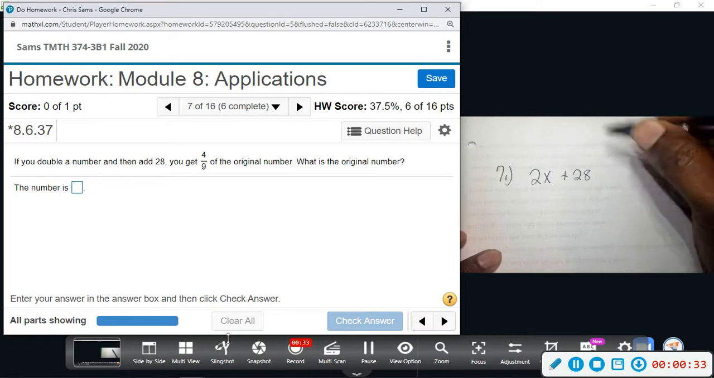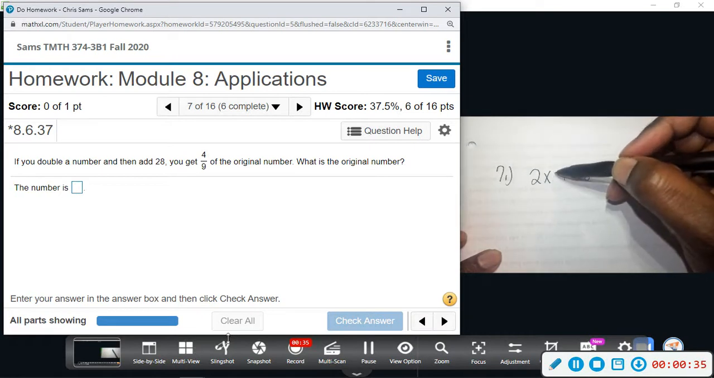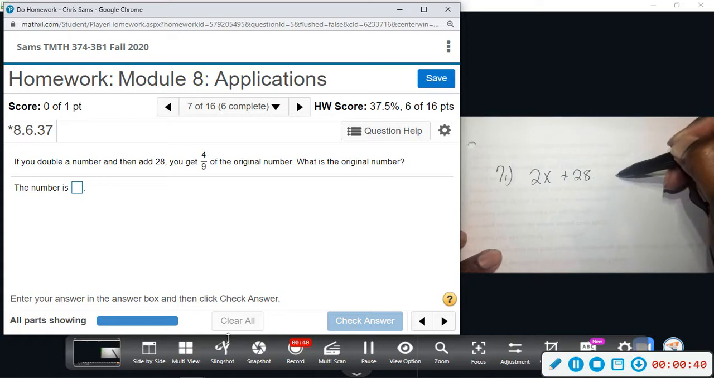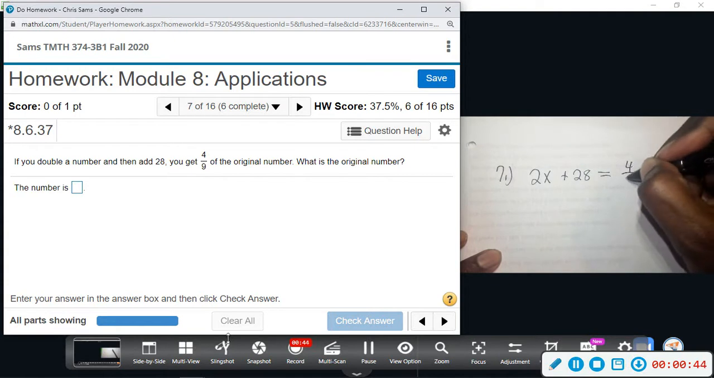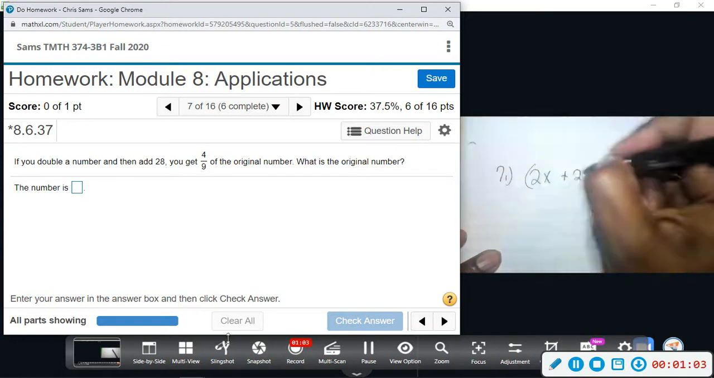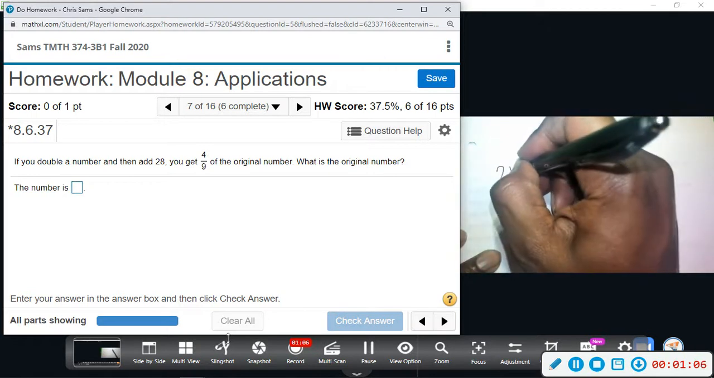If you double a number, 2 times x, and then add 28, you get 4/9 of the original number. So you get equals 4 divided by 9 times x, the original number. What is the original number? Anytime you have a fraction you want to get rid of it, that's the problem, so we're going to multiply both sides by 9 to get rid of that 9. I'm going to multiply times 9 over here, and also times 9 over here.